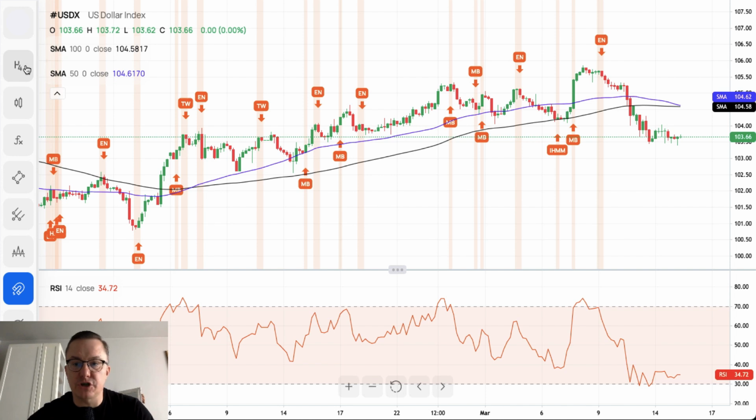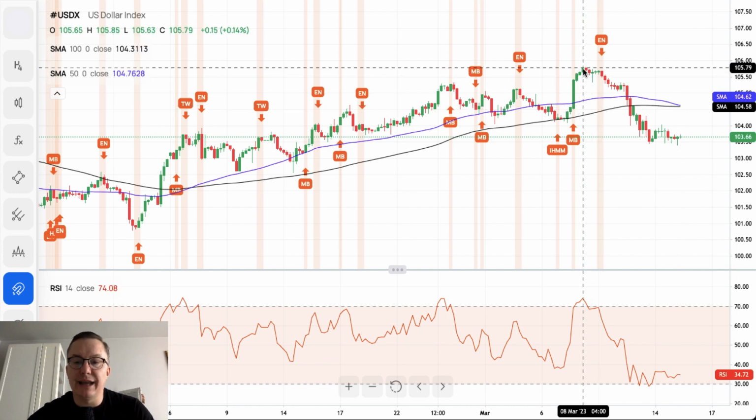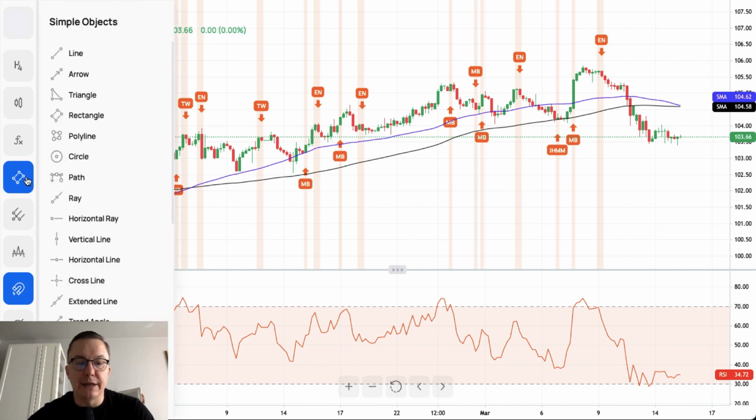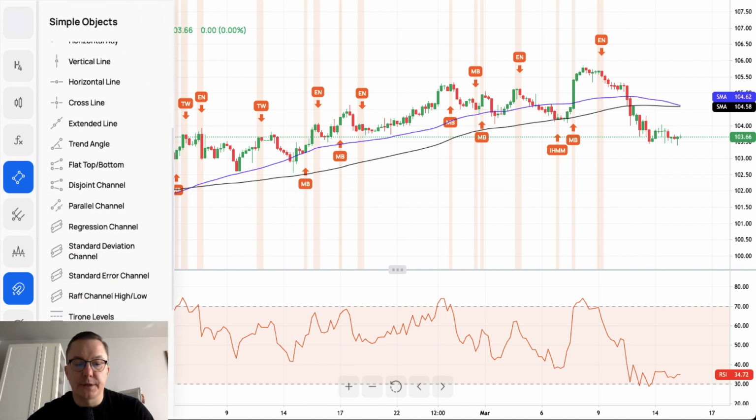Let me switch to the daily, but before I do that, you can clearly see that on the lower time frames there is almost a cross of the 50 and 100 period moving averages. So basically right now, after the local high, sorry, this is even a swing high. The swing high was made at 105.85. Right now we have a drop and we are trading below the trend line.